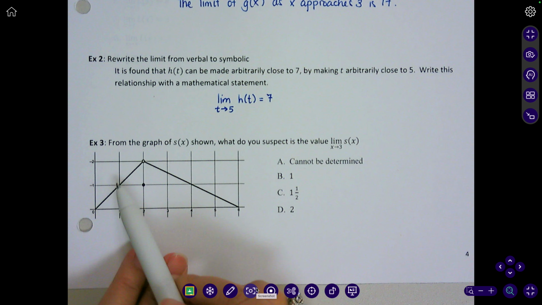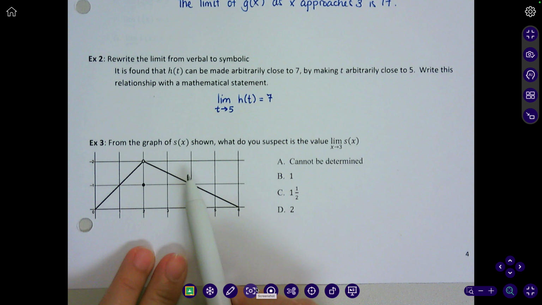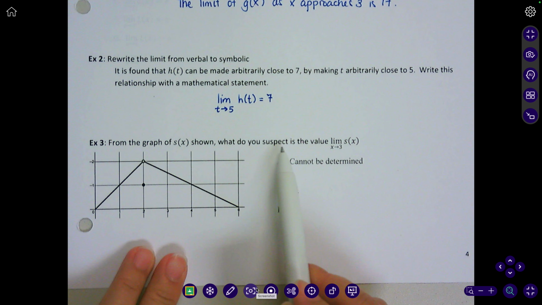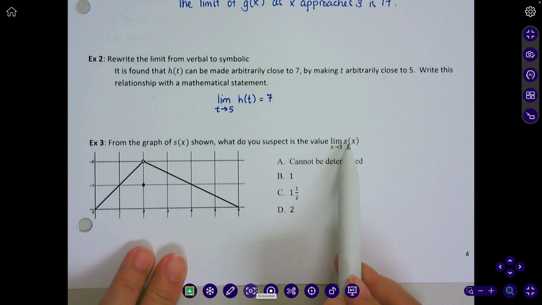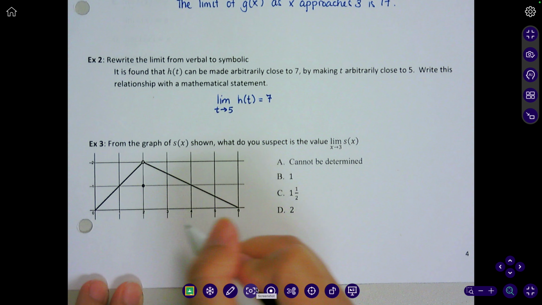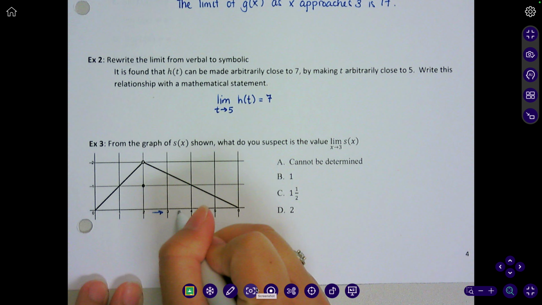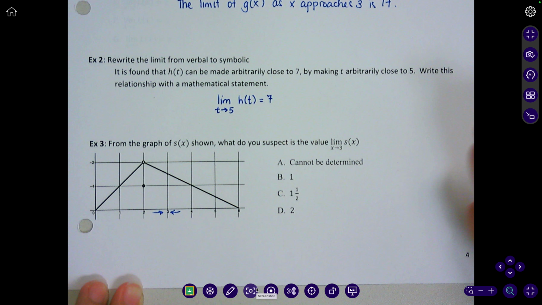So it says, this is the graph. The name of the graph is s of x, right? So this is the graph of s of x. What do you suspect is the value of the limit as x approaches 3 of s of x? So you take a look at 3. This is your x value, which is your independent variable. So here's 3. As x goes to 3, where's your function going? Where does your function approach?